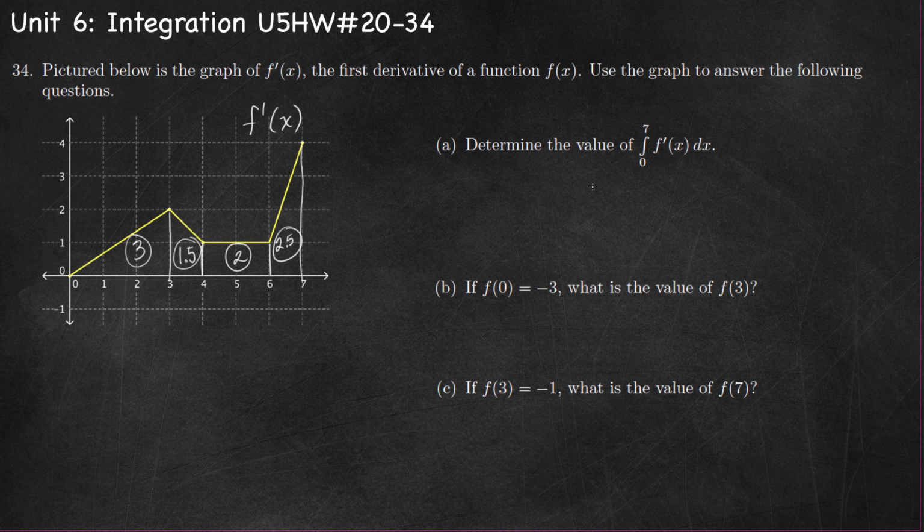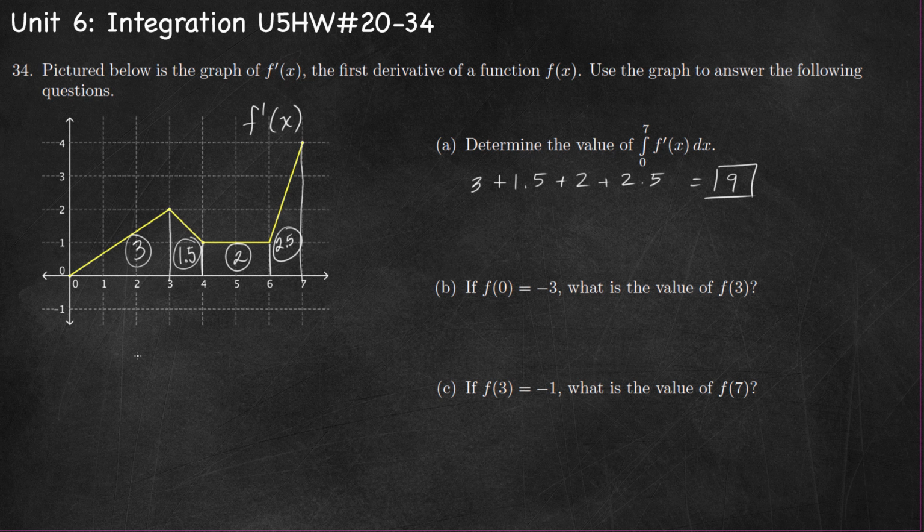So the value of the integral of f prime of x dx from 0 to 7 is just the sum of those areas. 3 plus 1.5 plus 2 plus 2.5. So the 1.5 and the 2.5 is 4, 5, 6, 7, 8, 9. Part B, if f of 0 equals negative 3, what is the value of f of 3?